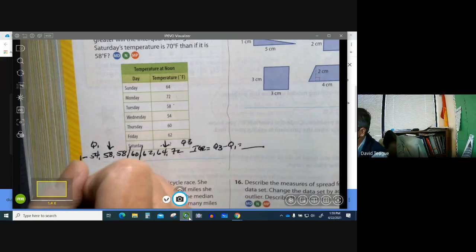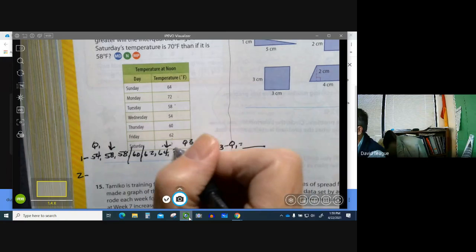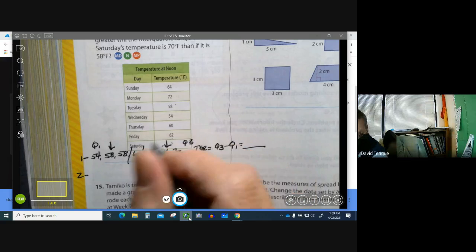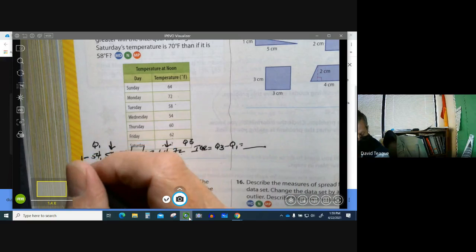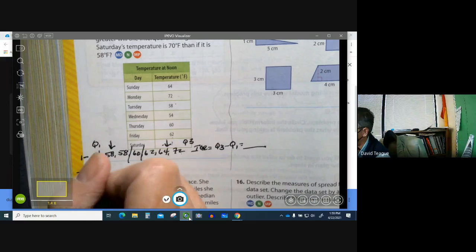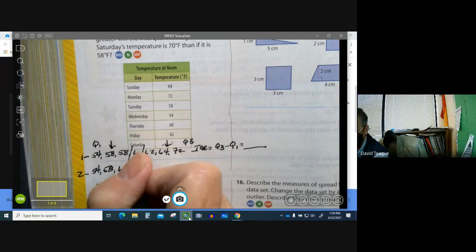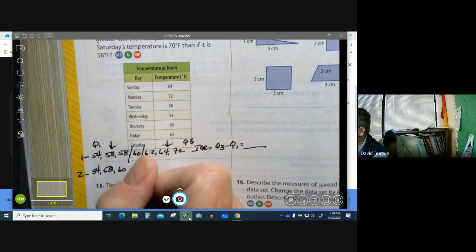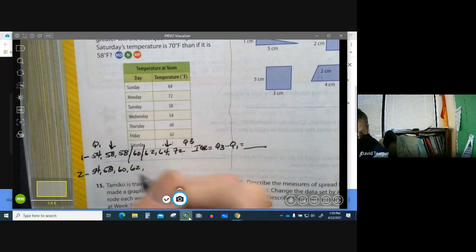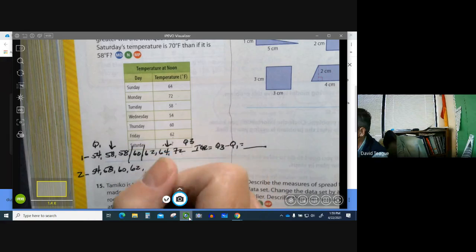So that gives you your first interquartile range. Now let's do it again, but with 70 in this place for Saturday. So if we put it in order from least to greatest, we're going to have 54. We're going to have 58, 60, 62, 64.